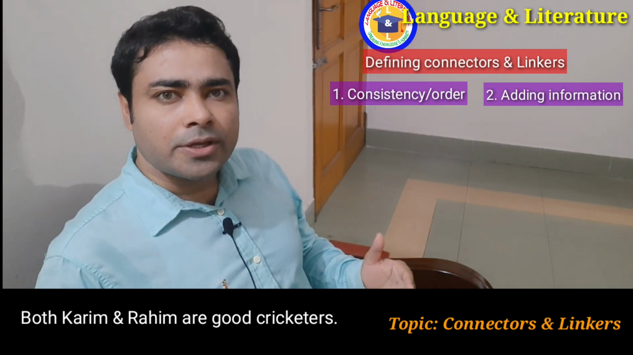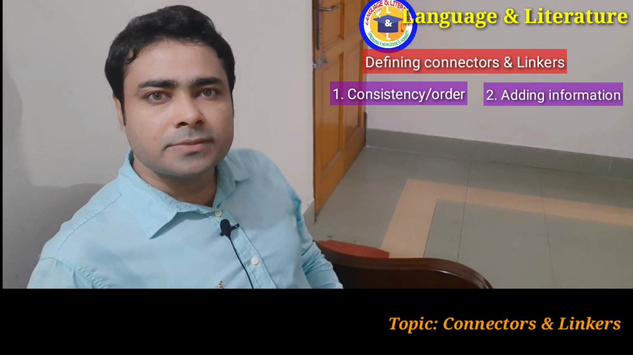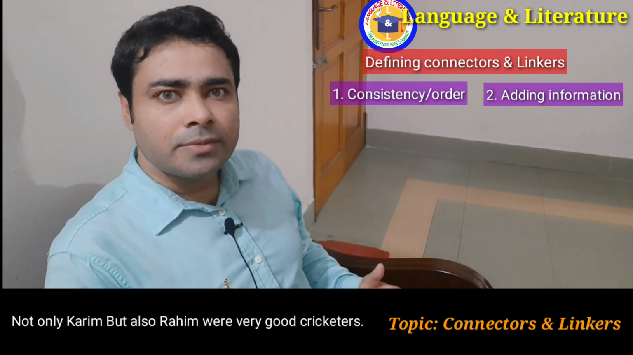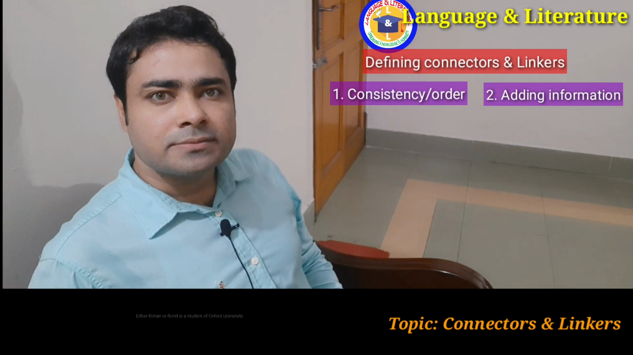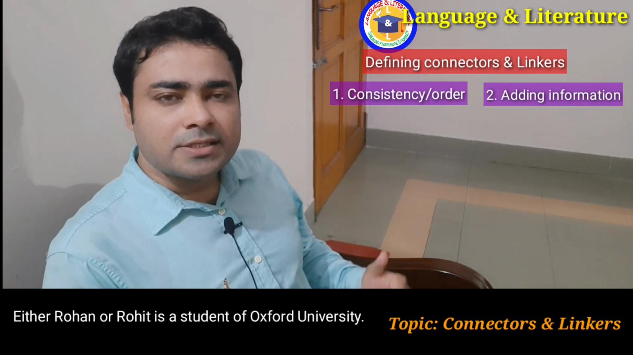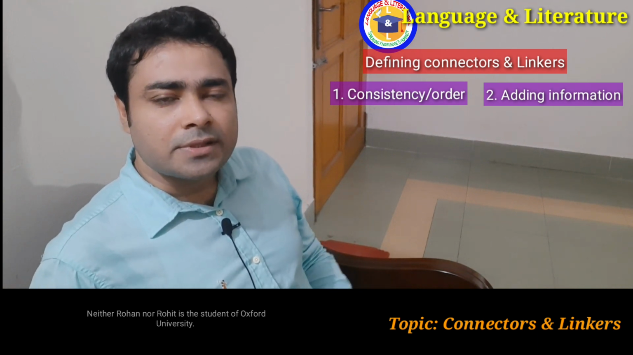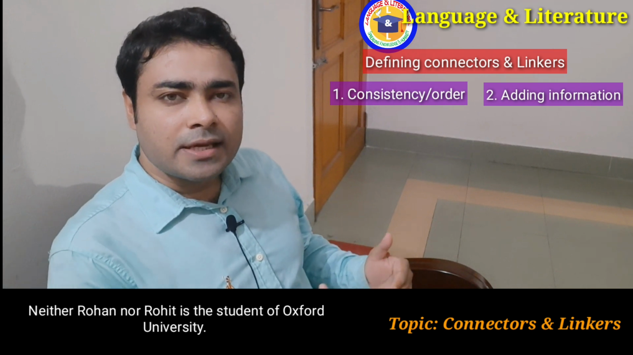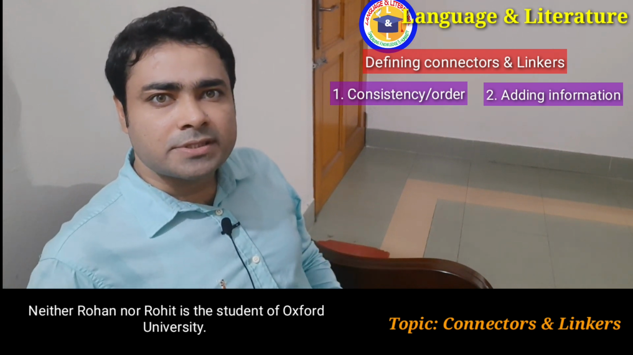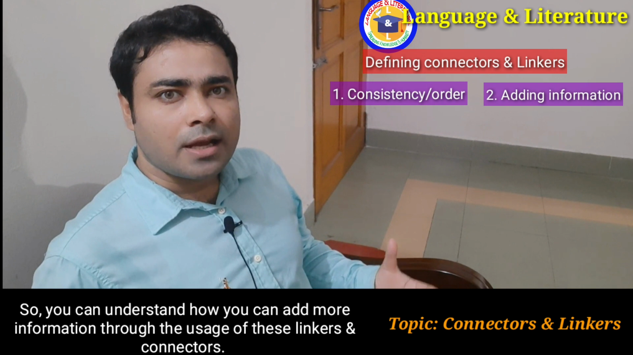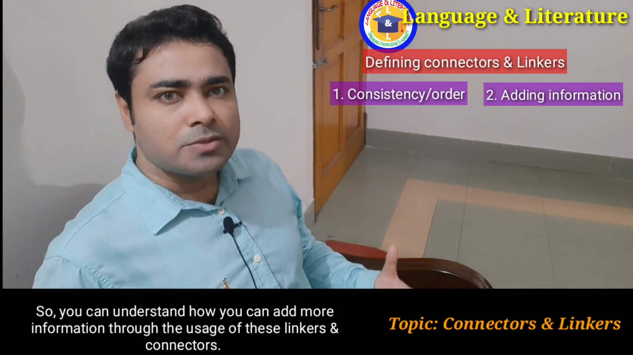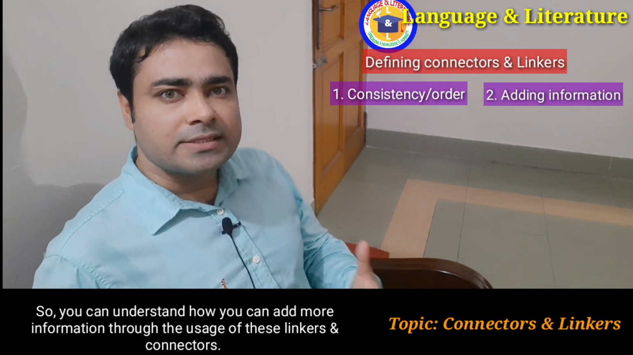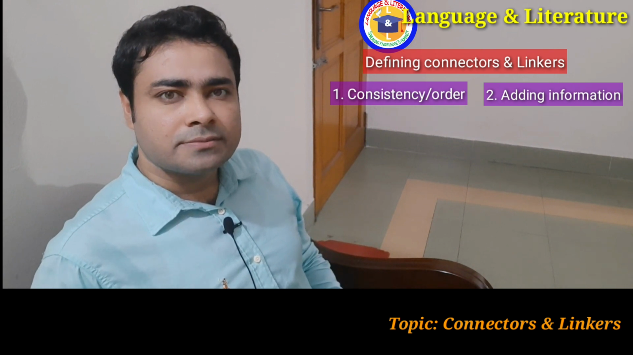Both Karim and Rahim are good cricketers. Not only Karim but also Rahim was a very good cricketer. Either Ruhan or Rohit is a student of Oxford University. Neither Ruhan nor Rohit is a student of Oxford University. So you can understand how you can add more information through the use of these linkers and connectors.